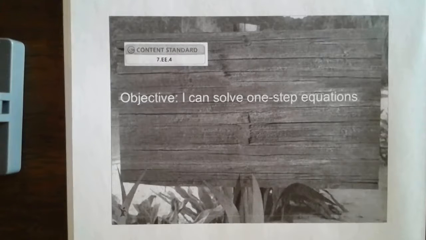Alright, in your notebook, in the table of contents, as well as in your notes, go ahead and write the objective: I can solve one-step equations. If you need to, you can pause the video at any time. Alright?